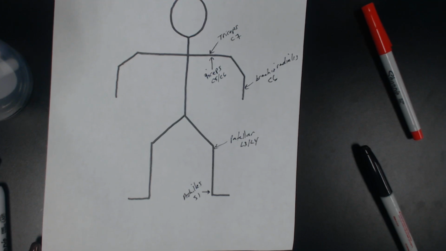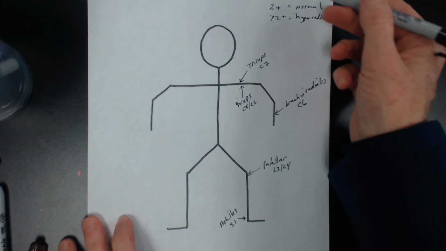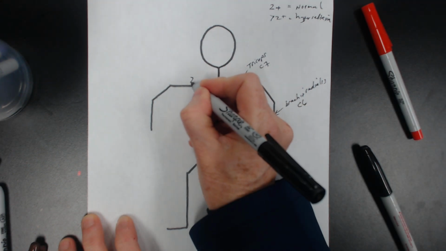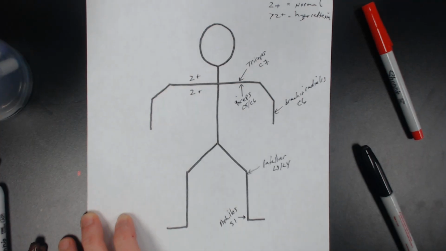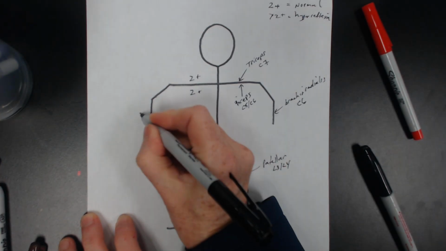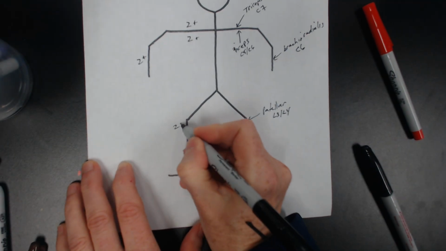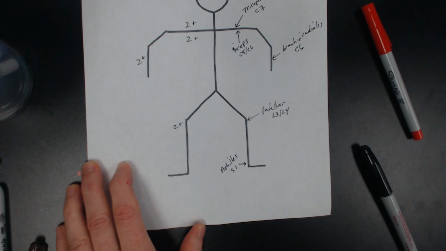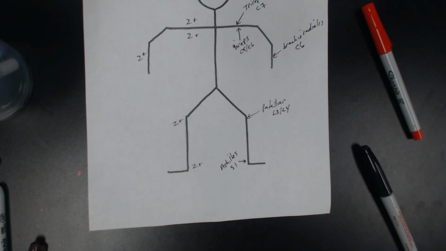I've just labeled all this, but if you're looking into a patient's chart and they're documenting reflexes, what you'll see is literally the grade of the reflex. So for example, you'll see 2 plus here if the triceps were normal. You'll see 2 plus here if the biceps were normal. You'll see 2 plus here, brachioradialis is normal. You'll see 2 plus here if patellar reflex is normal. And you'll see 2 plus here if Achilles reflex is normal. Okay, so you should know just by looking at the diagram what reflex is.